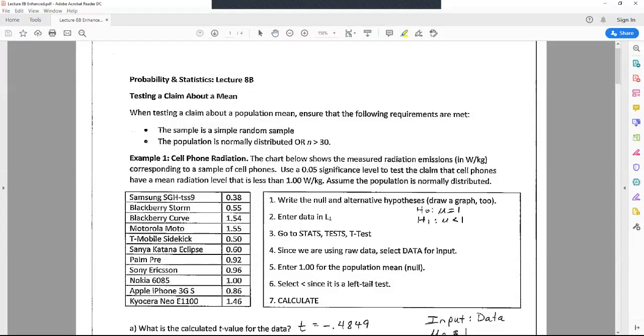And when we test claims about proportions, we use z-scores, and now that we are shifting gears and we are testing claims about means, we are going to be using t-scores. When testing a claim about a population mean, ensure that the following requirements are met. The sample has to be a simple random sample, and the population needs to be normally distributed or greater than 30. And for all of our problems in this class, those two conditions are going to be met. So if they're not explicitly stated, you can assume that they are.